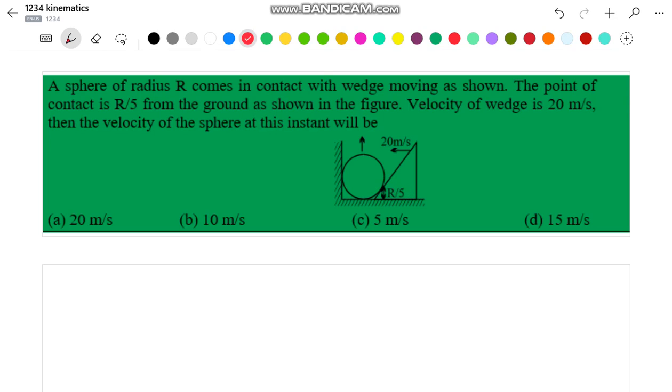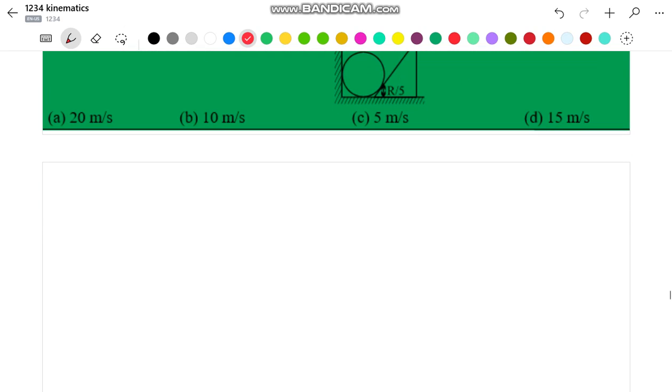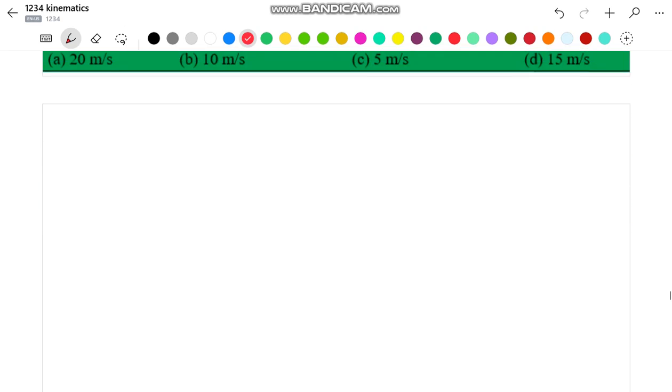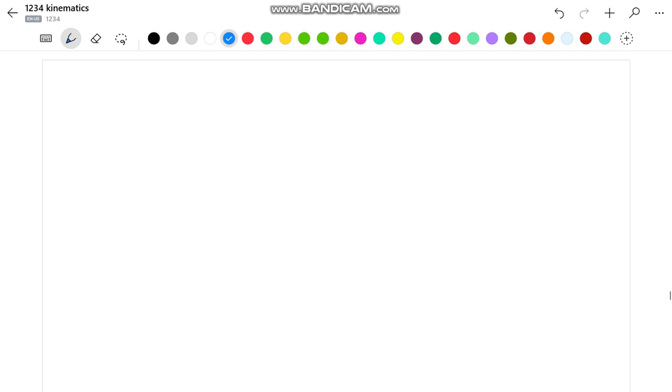The velocity of the wedge is 20 meter per second, again indicated in the diagram. Then we have to find the velocity of the sphere at this instant. Okay, so let us redraw this diagram once again for the sake of our reference.